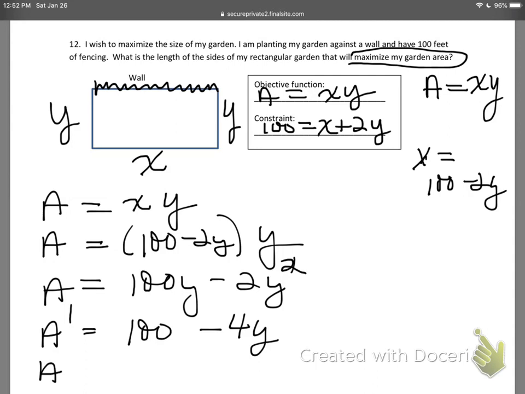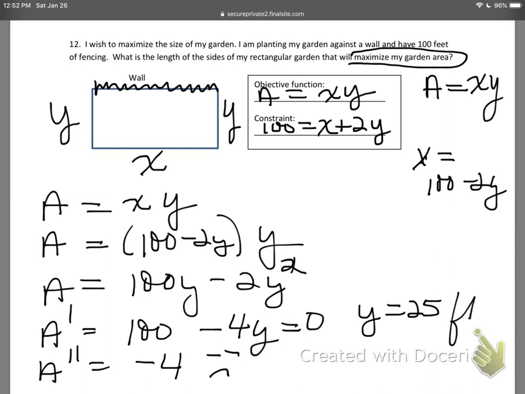Okay, I'm going to go ahead and take my second derivative. That's a minus 4. Since it's minus, I know my function will be maximized at the critical values that I find. Okay, what are your critical values? So if 100 equals 4y, y has to be 25. And in this case, we are dealing with feet. So y is 25 feet.